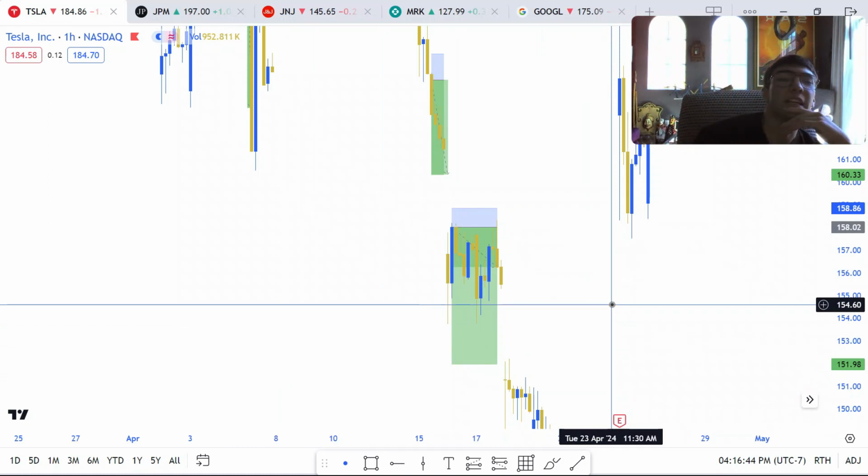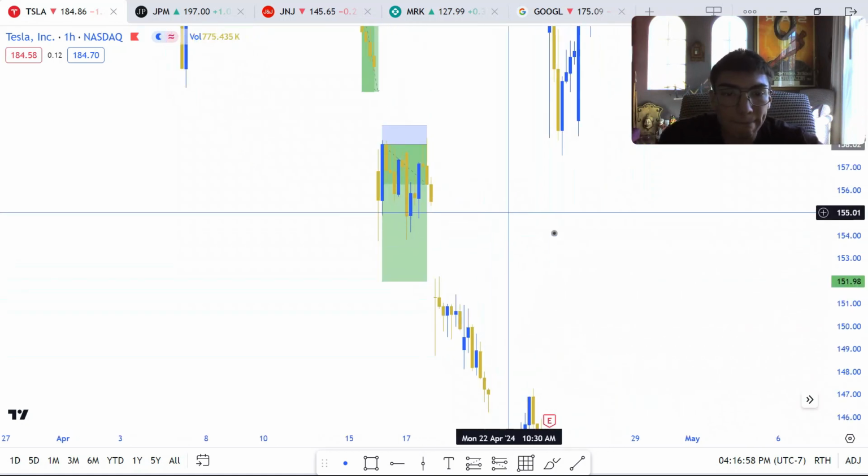So maybe when it gaps down, you just wait until it retraces. You don't need confirmation, and then you just play it that way. Okay, yeah, messing with that.